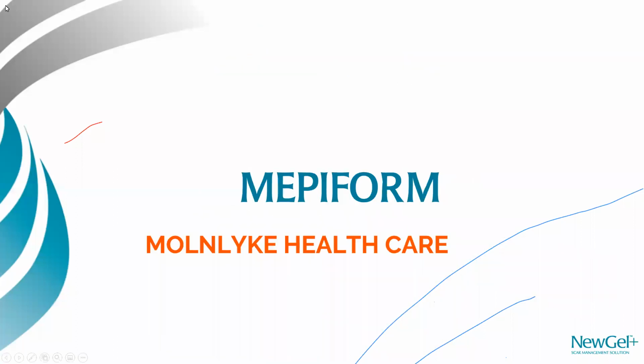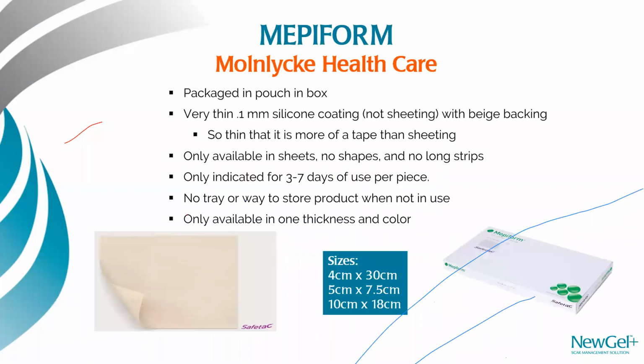So the second one we'll talk about is Mepiform. Mepiform is packaged in a pouch in a box. It's very, very thin. You can kind of see this corner peeled up here. It essentially is like a silicone coating. It's not really a sheeting with a beige backing on it. It actually seems to be more of a tape than a sheet.